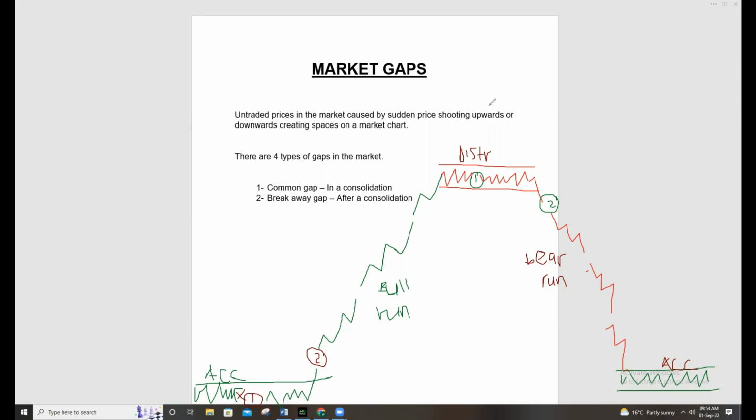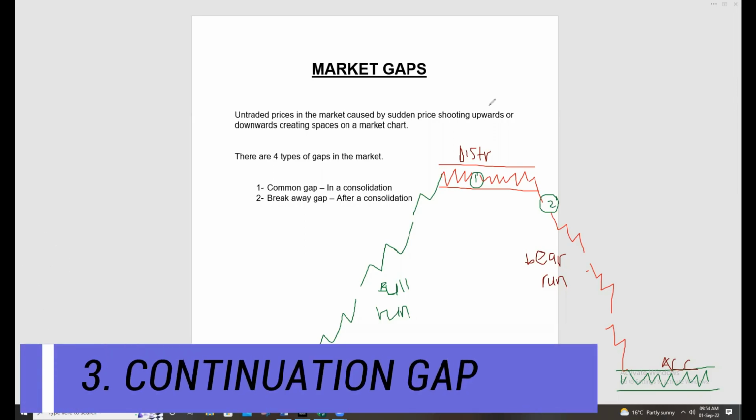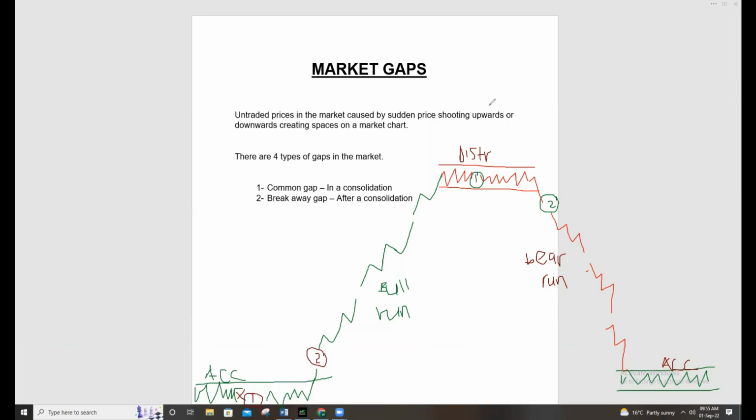Therefore, you can join a swing at that point. Number three, the gap number three is what we call a continuation gap. I mentioned this in the support and resistance video. So we have a continuation gap. This is found in a trending market.